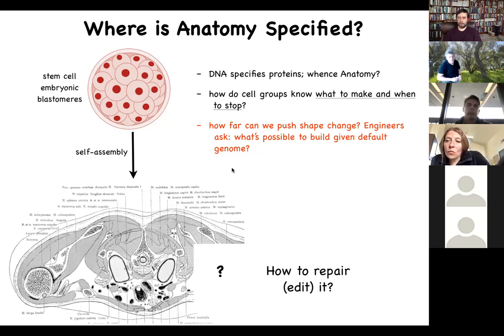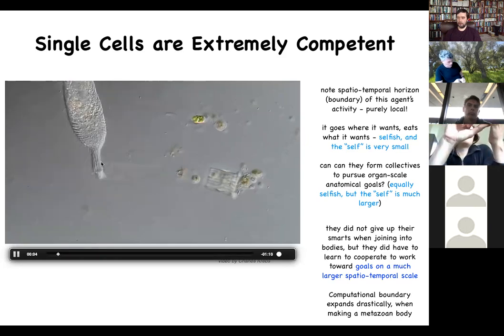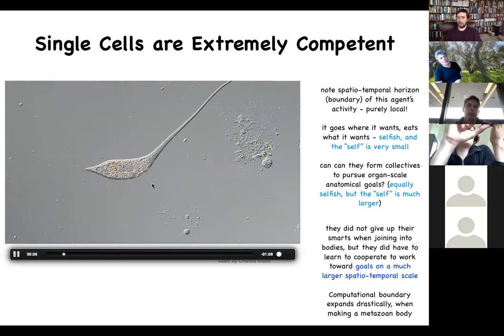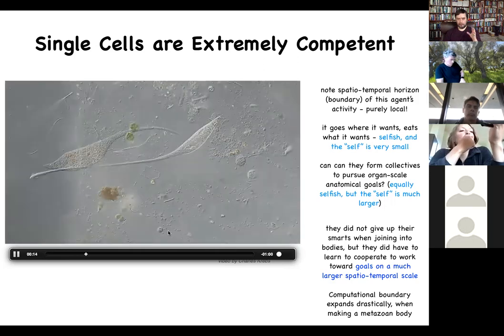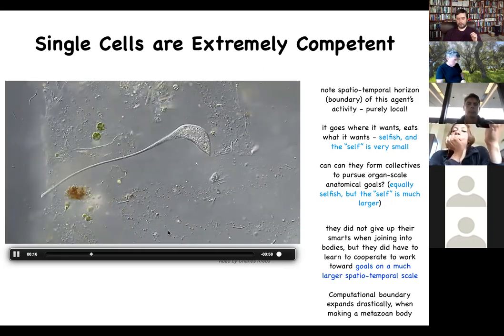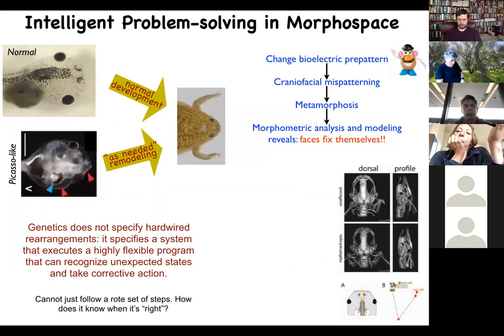Okay, can we get them to build something else with the same genome? As I've already shown you, individual cells are very competent on their local scale. And the cool thing is that when they get together in multicellular organisms, that scaling I was talking about allows them to represent, as a much larger network, goal states that are much bigger. I'll show you a simple example of this.